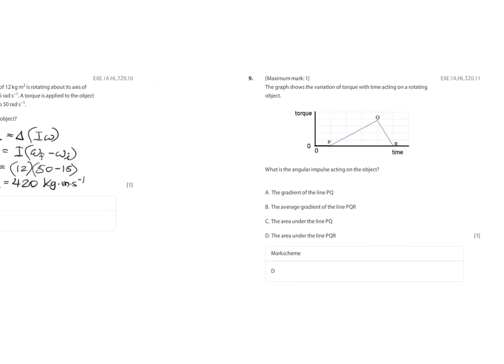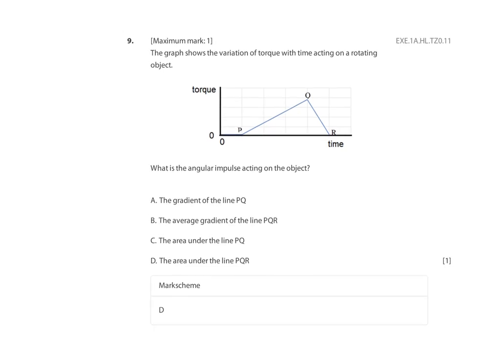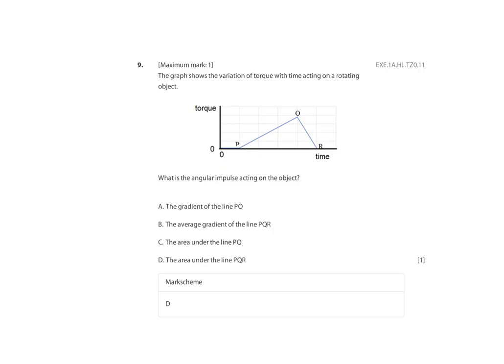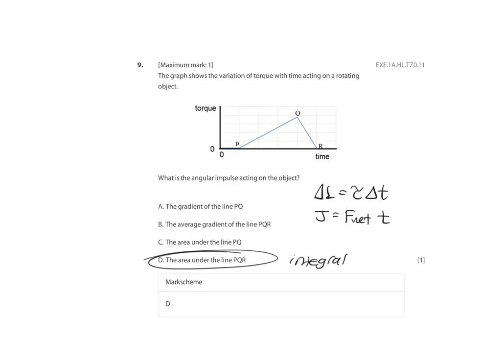And then finally, number 9, the last multiple choice, before we move on to paper 2. We're talking about torque and time and the angular impulse, but the impulse is torque times time, just like regular impulse is force times time. And remember from force times time graphs that the impulse is the integral. It's the area under the curve. So that curve, quote unquote curve for PQR, that would be the impulse, the angular impulse if we're talking torque. And so 9 is D.